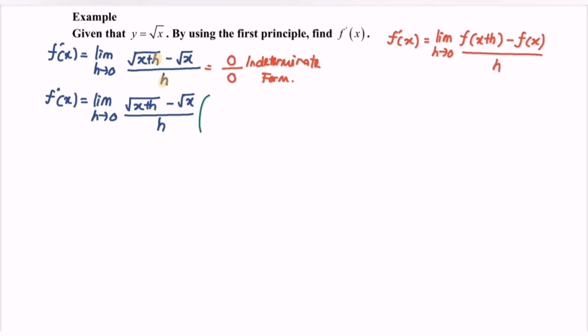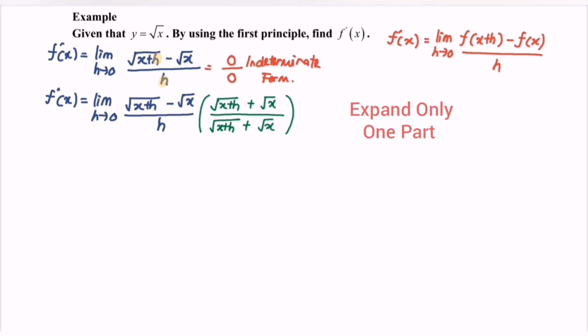Next, I'm going to multiply by the conjugate. The conjugate would be [square root of (x + h) plus square root of x] over [square root of (x + h) plus square root of x]. Next, I'm going to expand only the numerator.